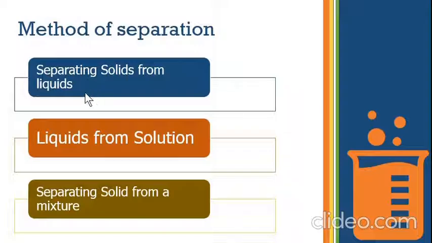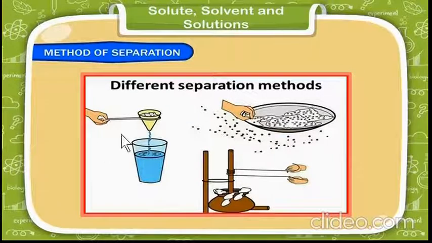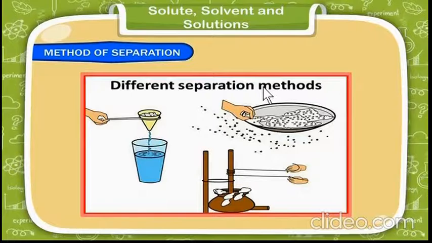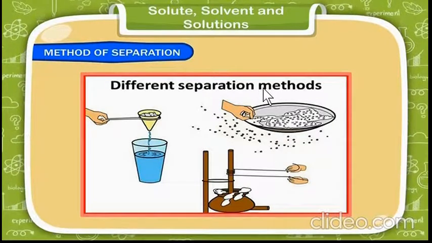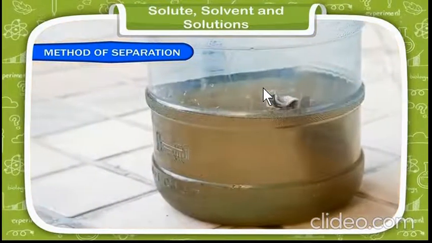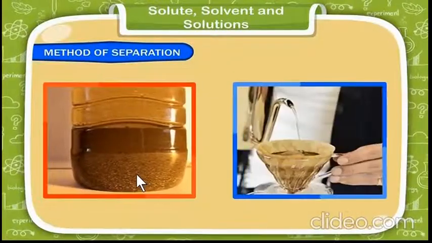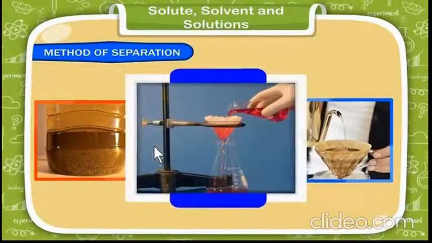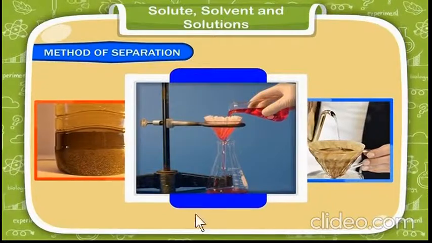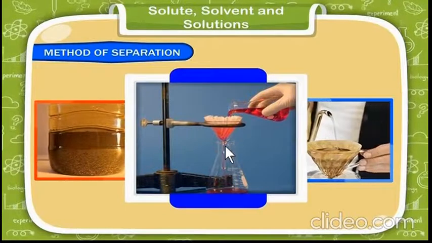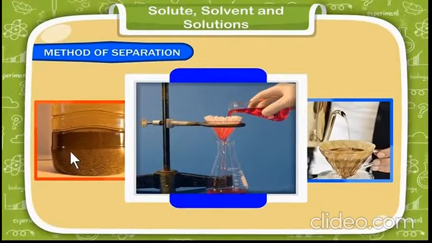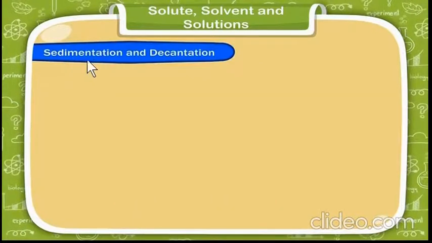Let's start. There can be many different types of separation methods. The first one we are going to discuss is with an insoluble solute, for example, sand or chalk particles. As you can see over here, there are sand particles in water which are actually not dissolved in water, they are insoluble. The other method is filtration. Let's discuss this first method. The name of the method is sedimentation and decantation.